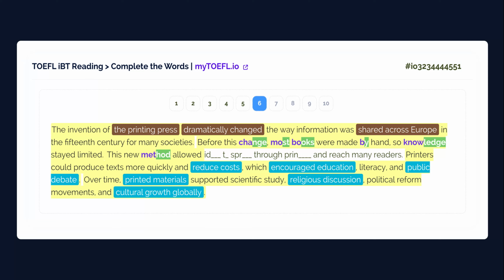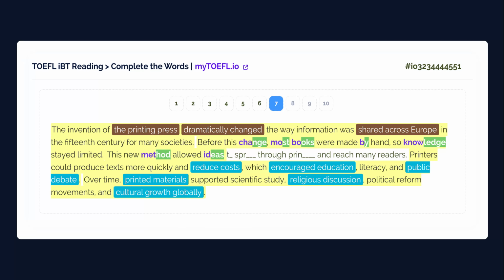What exactly was allowed to move and grow because of this new method? Think about the plural noun that refers to thoughts or concepts. This new method allowed "id." The question provides the letters I and D, followed by 3 blanks. We are looking for the plural subject that the printing press helped to circulate. Based on what is provided and the later mention of scientific study and religious discussion, we know we are talking about concepts or thoughts. The word is "ideas."